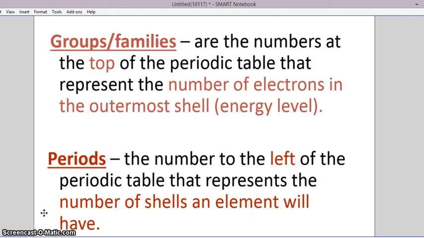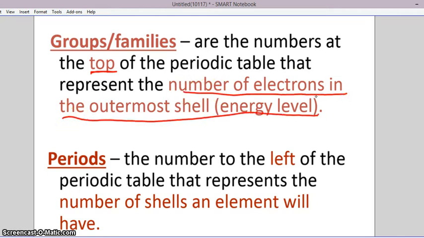Now that we understand how to read the individual elements, we're going to look at the periodic table and figure out what you would find in the groups and families and what you would find in the periods. Groups and families are the numbers at the top of the periodic table, and they represent the number of electrons in the outermost shell. In your vocab you learned that the outermost shell is called the valence shell, and all it means is the outermost shell.